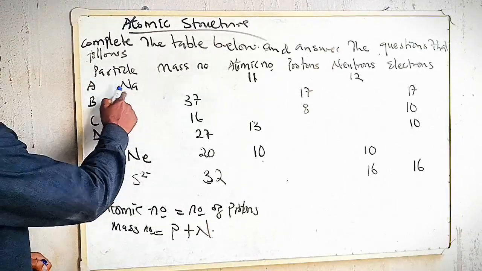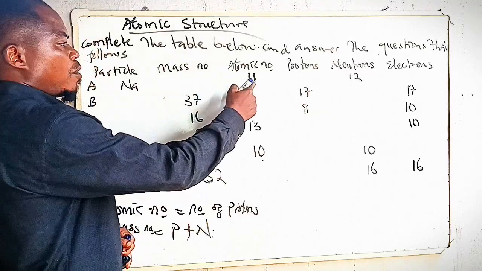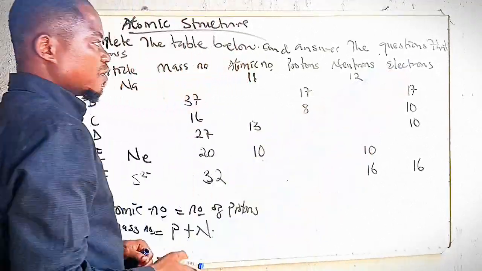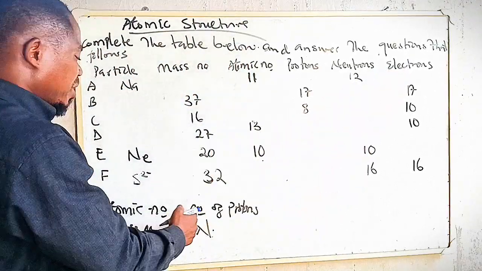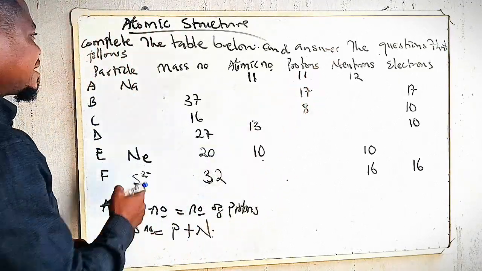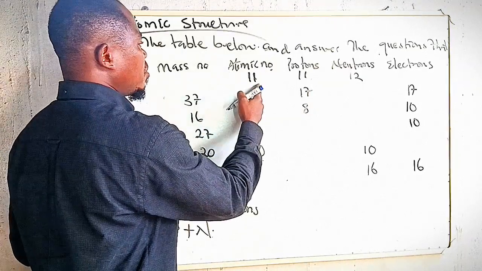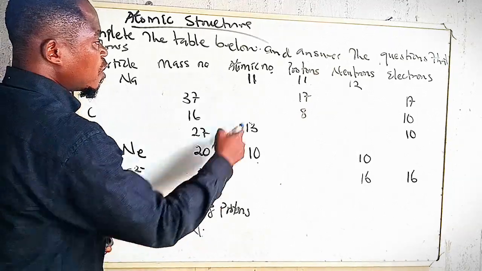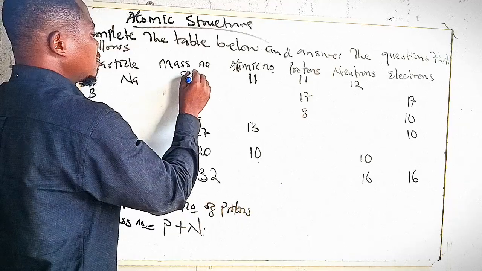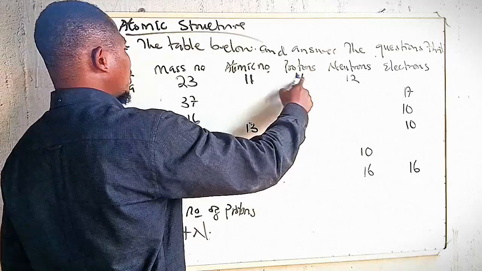Alright, let's start with sodium. The mass number is not given, but we have the atomic number, we don't have the number of protons, we have the number of neutrons, we don't have the number of electrons. So let's fill them up. Since atomic number is equal to number of protons, the number of protons here is what? 11. And since it is a neutral atom, let's find the mass number first. The mass number is going to be number of protons plus neutrons. Proton is 11. Neutron is 12. So 11 plus 12. The mass number here will be 23.